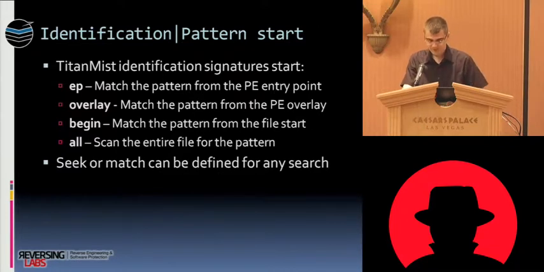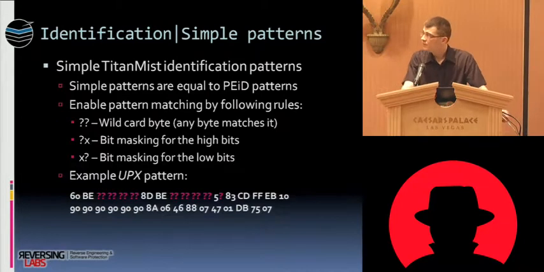from that reference point. Now the simple patterns. If you used PEiD before, it has the user database which contains lots of these signatures, and the most basic signature type is the one we refer to as the simple one, and it enables you to create a simple pattern that identifies the format. So we can have wildcards which match any byte in the sequence, or you can have bit masking that either matches the high or the low bit. For example, if you look at the screen, that's the simple UPX pattern that has wildcards for both the byte and the bit masking options.